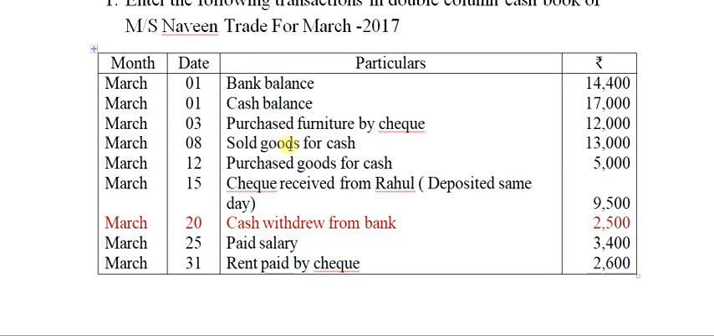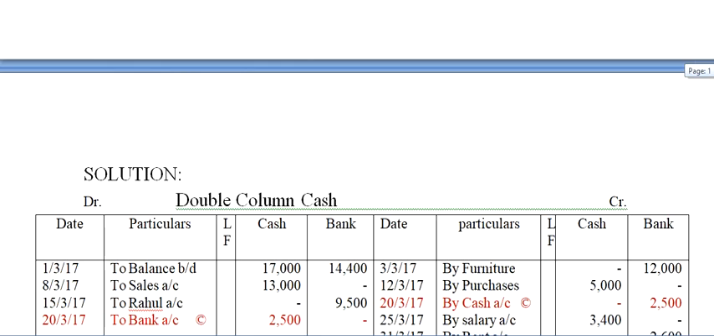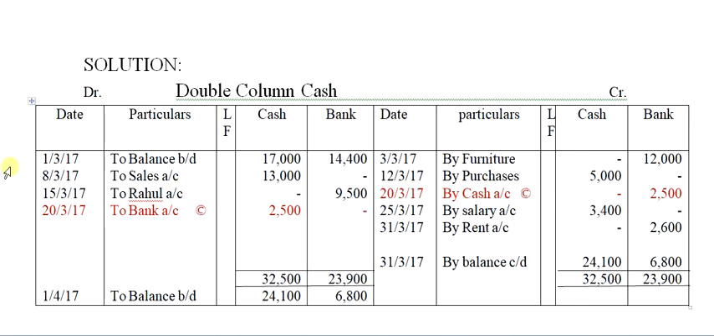Our cash balance, whether it increases or decreases? It increases. So it should be taken under which side? Debit side. Under which column? Under the cash column, because sold goods for cash is given. How much is the amount given? 13,000.